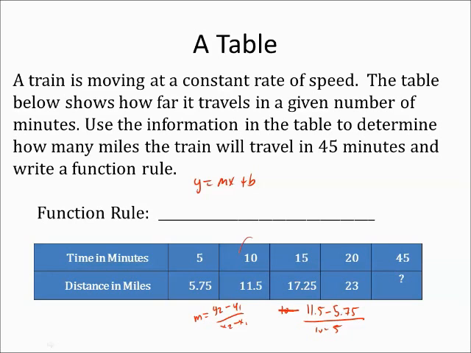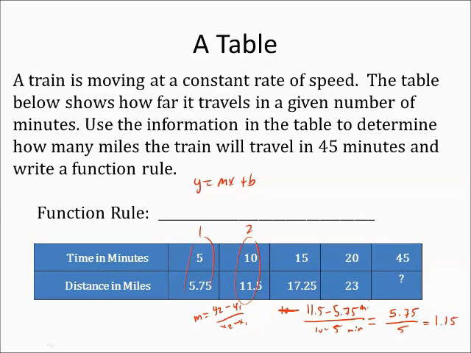Okay, so I counted this as 0.2, this is 0.1, so I did y2 minus y1 and x2 minus x1. And when I do that, I get 5.75 over 5, which equals 1.15. So that's 1.15 miles per minute, because you got miles on top, right? These are miles, 11.5 and 5.75 miles, and on the bottom we've got minutes. So when you get the answer, it's miles over minutes. Pay attention to the units.